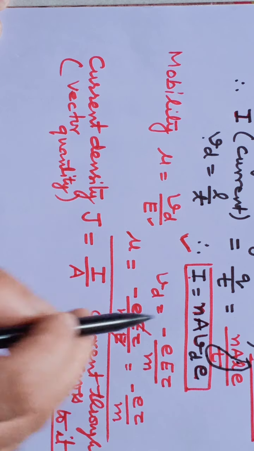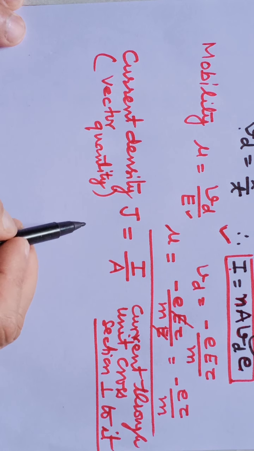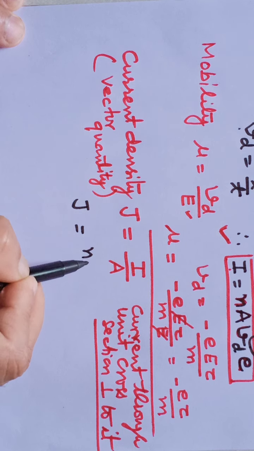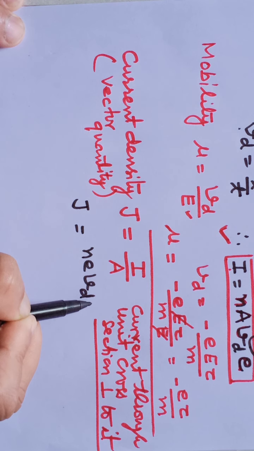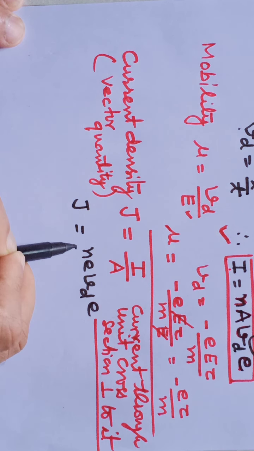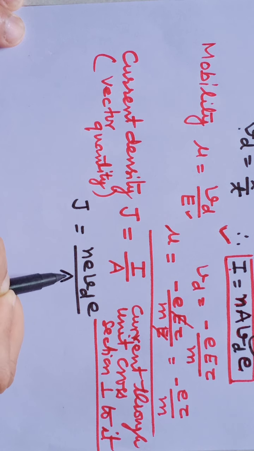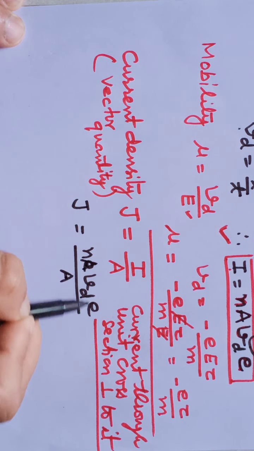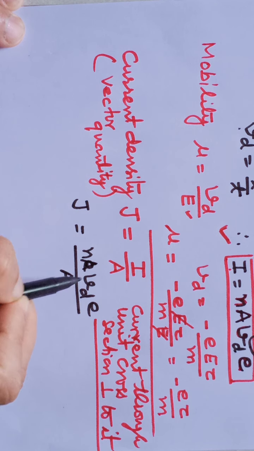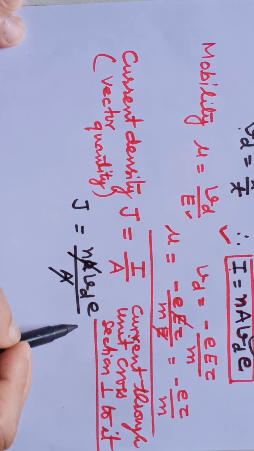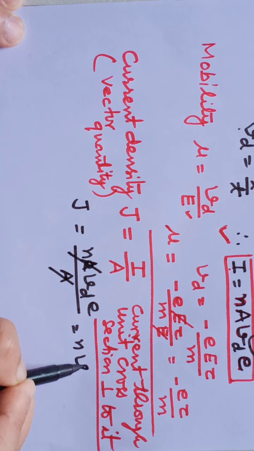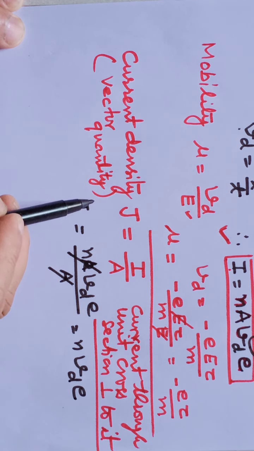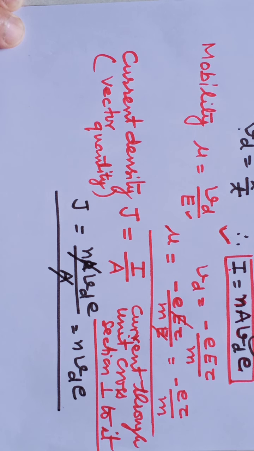So the above relation in terms of current density will be J is equal to nAVd e upon A. So this A cancels out. We are left with nVd into e. So this is the relation for current density.